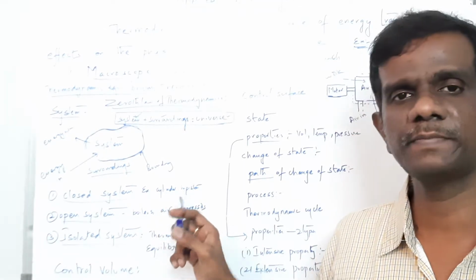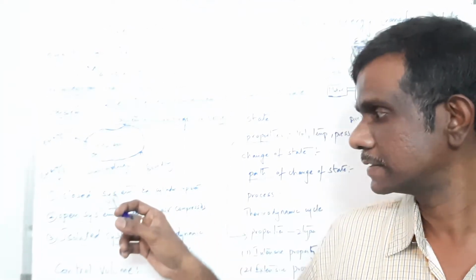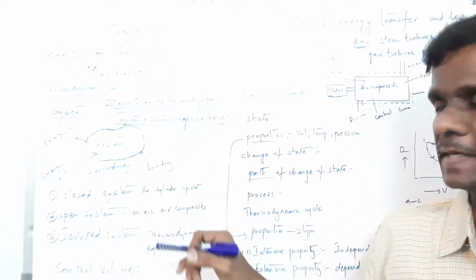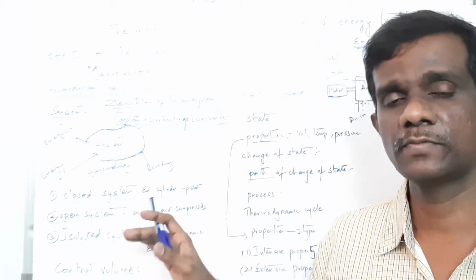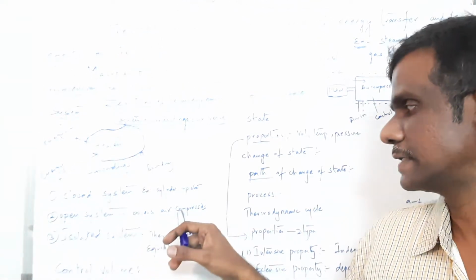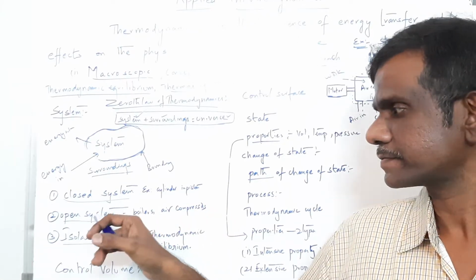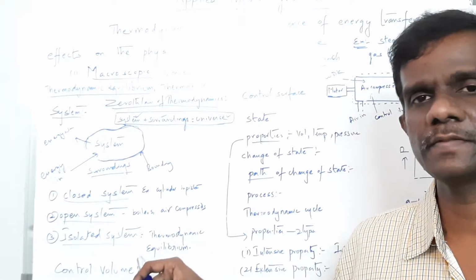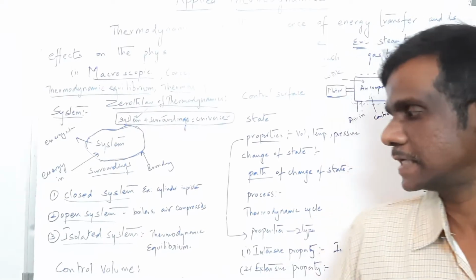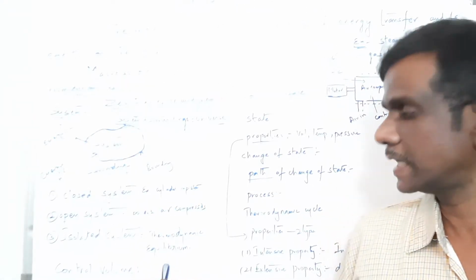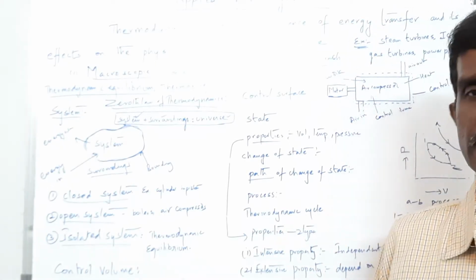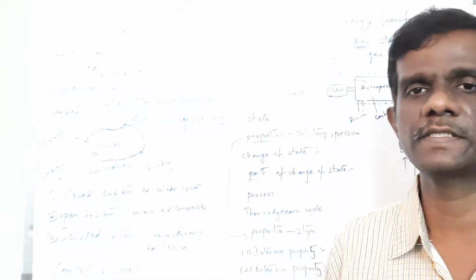And not only that, a cylinder with a piston. These things come under closed system. Why? Because the mass is fixed but energy transfer takes place. Open system: here both energy transfer and mass transfer take place. Examples are boilers and air compressors. Open systems are the best examples. Coming to the isolated system, neither energy nor mass transfer takes place. The example is thermodynamic equilibrium. In this, neither energy nor mass transfer takes place. So these are the three types of systems.